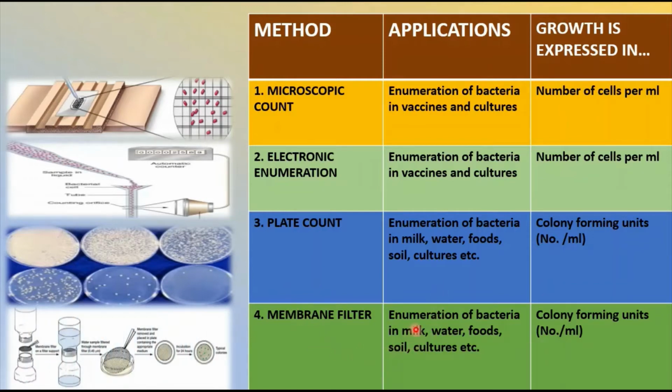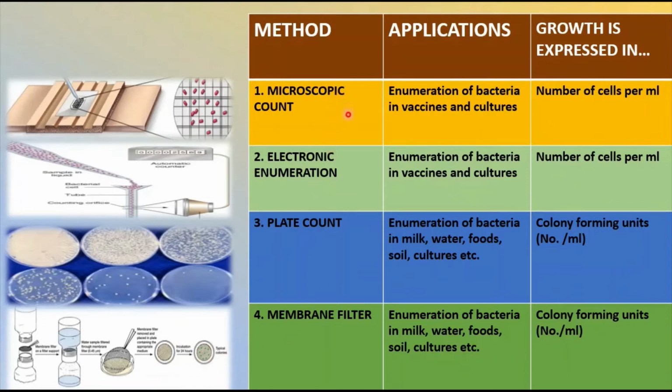Here, the same thing: we enumerate the bacteria present in different types of aquatic samples or other samples like milk, water, food, soil, cultures, etc. And the growth is expressed as colony forming units. Here you can see the picture: the water sample is being filtered and the bacteria present in the water are trapped in this nitrocellulose or cellulose membrane, which is kept on a nutrient agar medium that supplies nutrients to the trapped microorganisms, where we can see the colonies. That's how you find them.